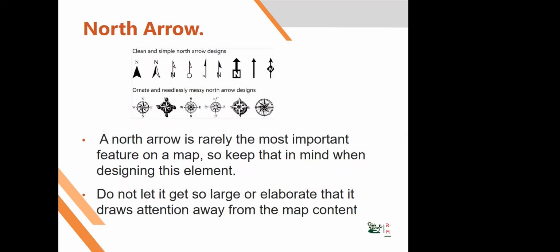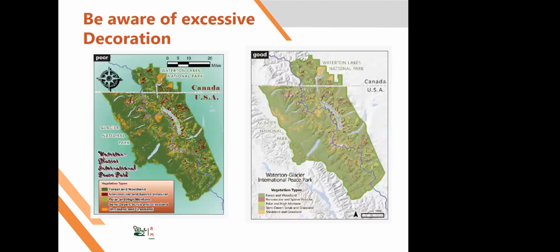The north arrow. Of course, a north arrow is not that important on a map. Actually, sometimes I look at people's maps and I see they have put in complicated ones like this. No, a north arrow is supposed to be something simple, and it should not even attract attention on your map, just to show in what direction this map is oriented. Yeah.